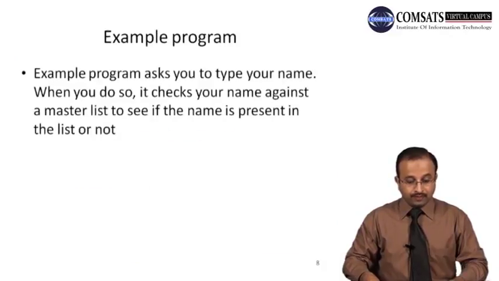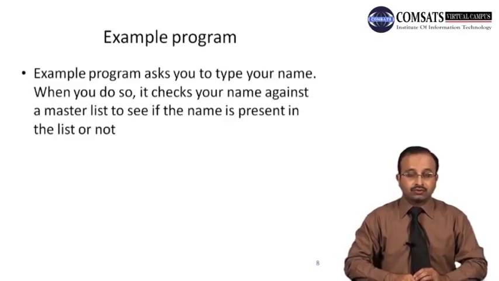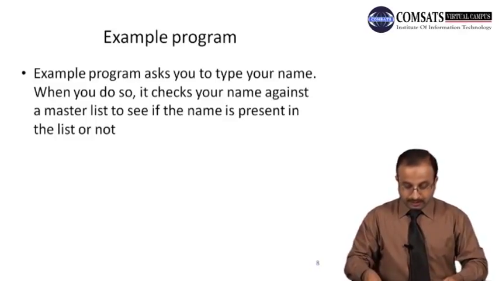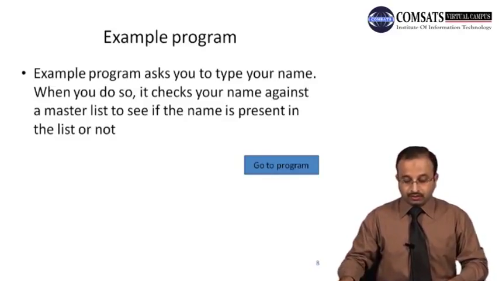Let's see the example program. The example program asks you to type your name. When you do so, it checks your name against a master list to see if the name is present in the list or not. So a master list already exists in the program. We will see that list in the source code, and then we type in some name, and the program tells whether the typed name is present in that list or not. Let's go to the program.